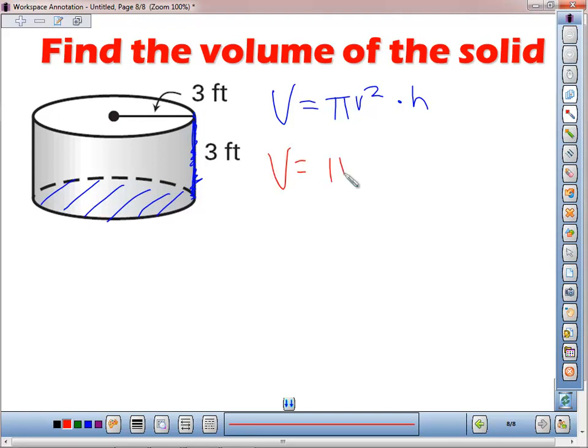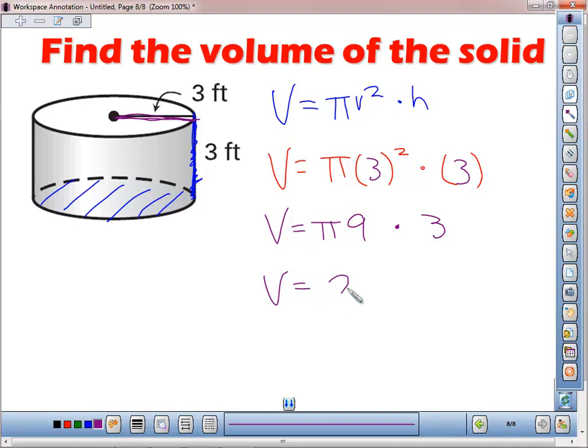Okay, so let's rewrite this and leave some gaps for our variables. In here goes our radius, and what is our radius this time? The radius of our circle is 3. And how tall is this? The distance between those two matching circles is also 3. All right, let's do some math. Volume equals pi times, what is 3 squared? Remember, it's not 3 times 2. What is it? 3 times 3. So 3 squared comes out to be 9 times 3. And 9 pi times 3 gives us a volume of 27 pi feet cubed.